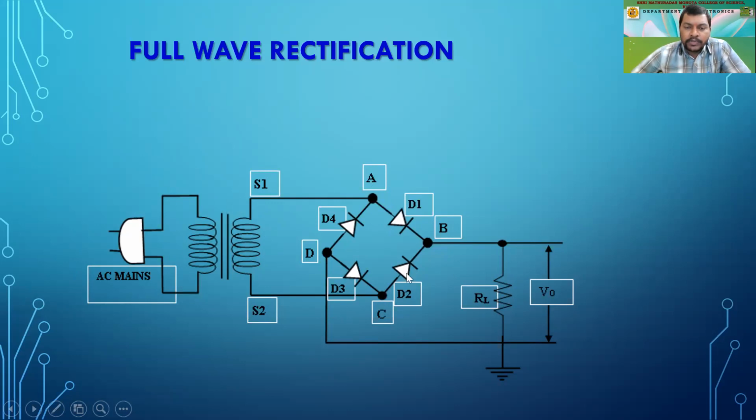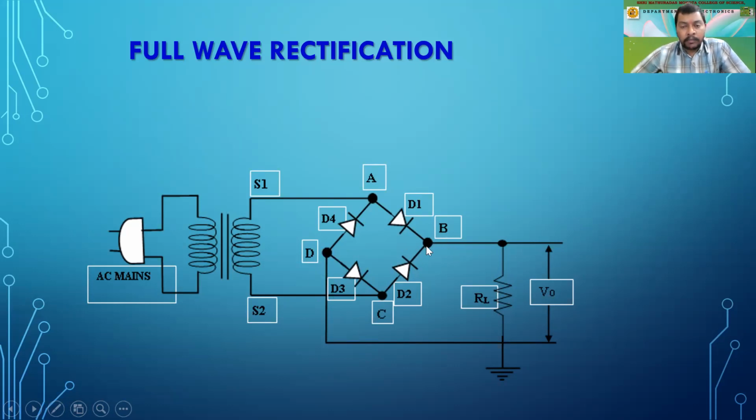Whereas D2 is connected between C and B node. Similarly, at D and A we have D4, and D and C we have D3, right? The main important thing to remember is that the cathodes are made common at node B and the anodes are made common at node D.